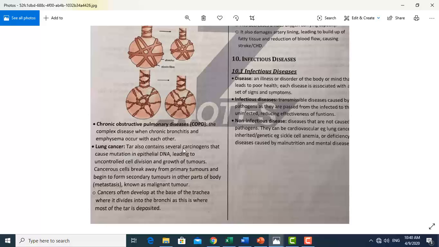Tar also contains several carcinogens that cause mutation in epithelial DNA, leading to uncontrolled cell division and growth of a tumor. Tumor, which we call in Arabic al-waram.